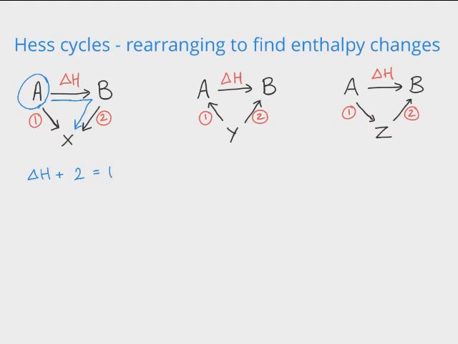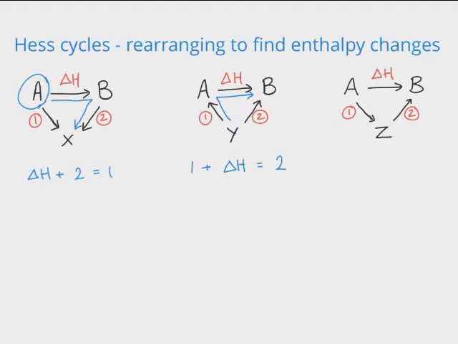In the middle example, I can't start at A because the arrows don't go the same way, but I can start at Y and go to A and then go to B. And that means that number 1 plus delta H equals the enthalpy change for reaction 2.